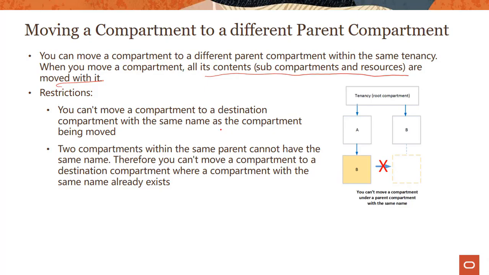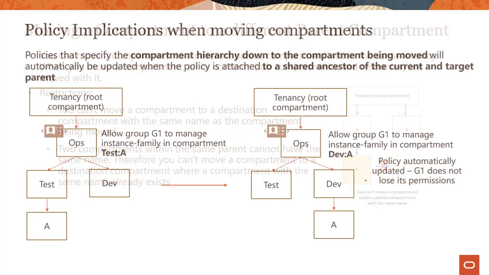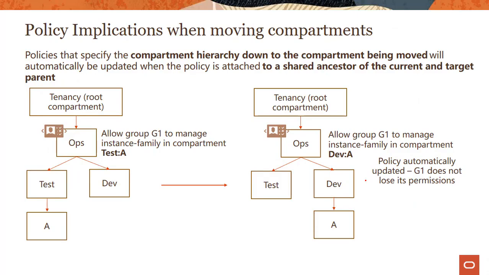You cannot move a compartment to a destination compartment with the same name as the compartment being moved. So the compartment B here cannot be moved here because it shares the name with the parent here. So it cannot be possible. Two compartments within the same parent cannot have the same name. So for example, if there was a compartment C here, and let's say there was a compartment C here, you could not move C right here, because then this and this would have the same name. So there's a couple of restrictions you have to keep in mind.